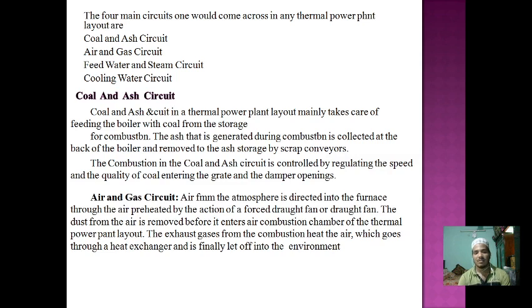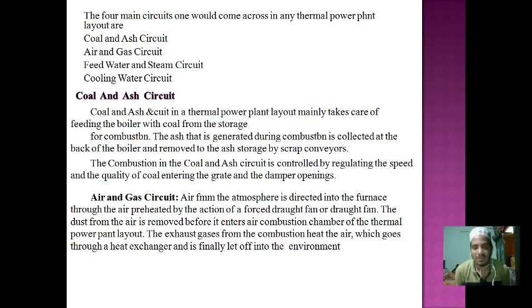The exhaust gas from the combustion heats the air, which goes through a heat exchanger and is finally let out into the environment. Air and gas circuits, what is it? We are taking air from the atmosphere directly to the furnace, and then we preheat that air, and the preheated air becomes hot.